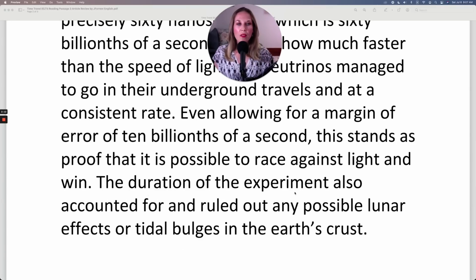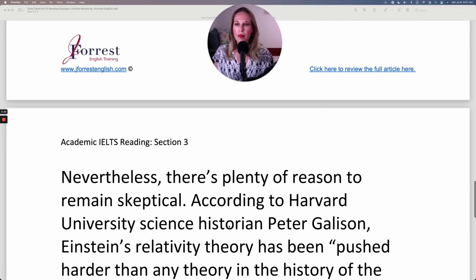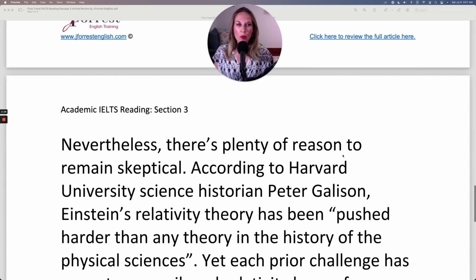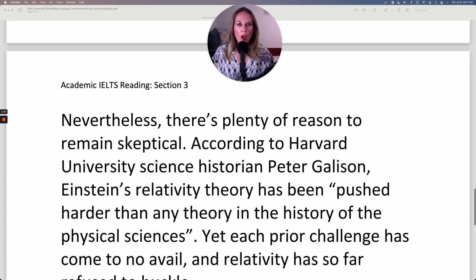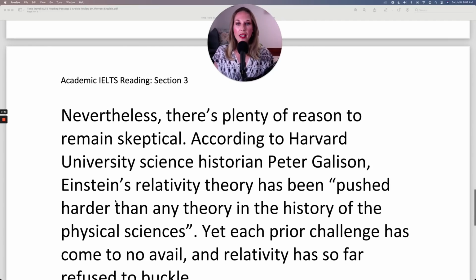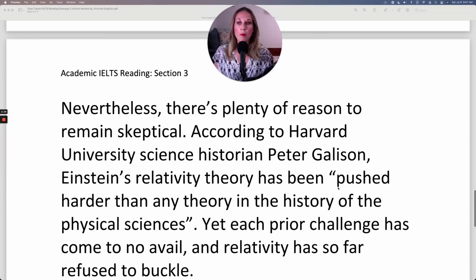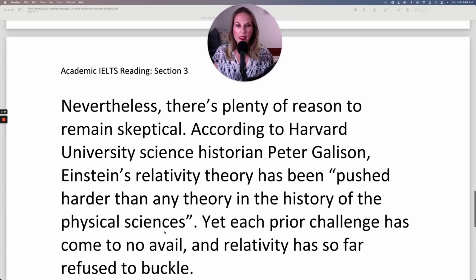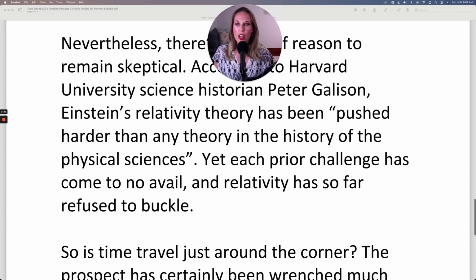The duration of the experiment also accounted for and ruled out any possible lunar effects or tidal bulges in the Earth's crust. Nevertheless, there's plenty of reason to remain skeptical. According to Harvard University science historian Peter Galison, Einstein's relativity theory has been pushed harder than any theory in the history of the physical sciences. Yet each prior challenge has come to no avail, and relativity has so far refused to buckle.